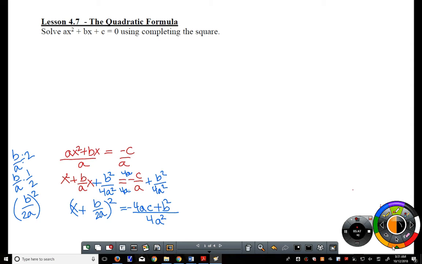Yeah, Hunter's right. Square rooting, right? So I'm going to go ahead and square root both sides. I just write the answer up here. So on the left side, that gives me x plus b over 2a. I just got rid of the squared part. On the right side, I can't forget to include my plus or minus.